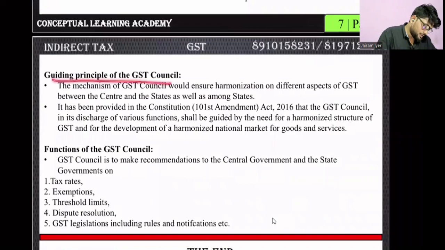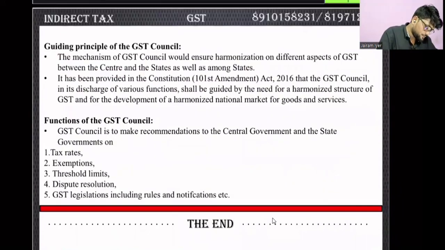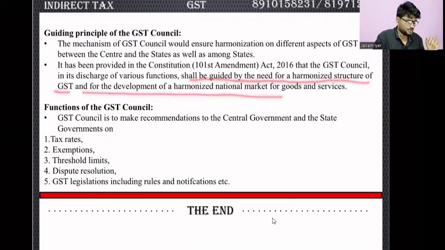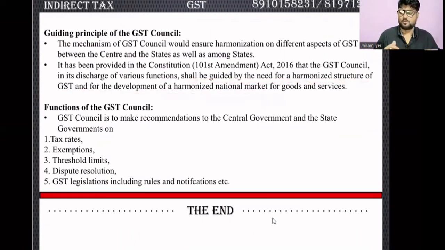Guiding principle of the GST Council. The mechanism of GST Council would ensure harmonization on different aspects of GST between the center and the state, as well as among states. It has been provided in the Constitution 101st Amendment Act 2016 that the GST Council, in its discharge of various functions, shall be guided by the need of harmonized structure of GST and for the development of harmonized national market of goods and services. So that is actually what it has been formed for.